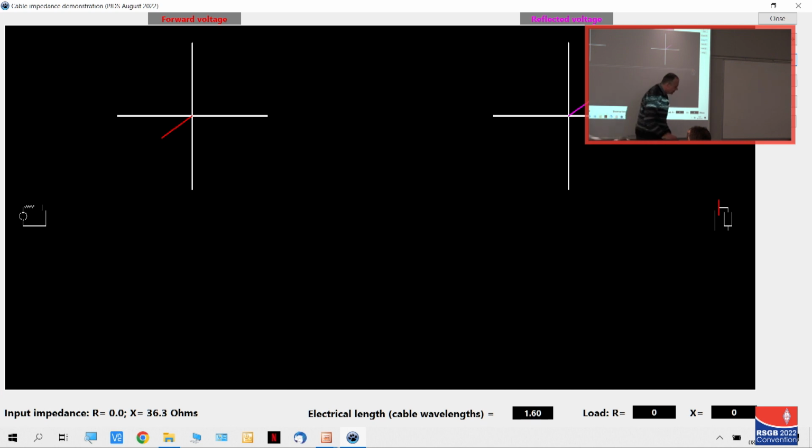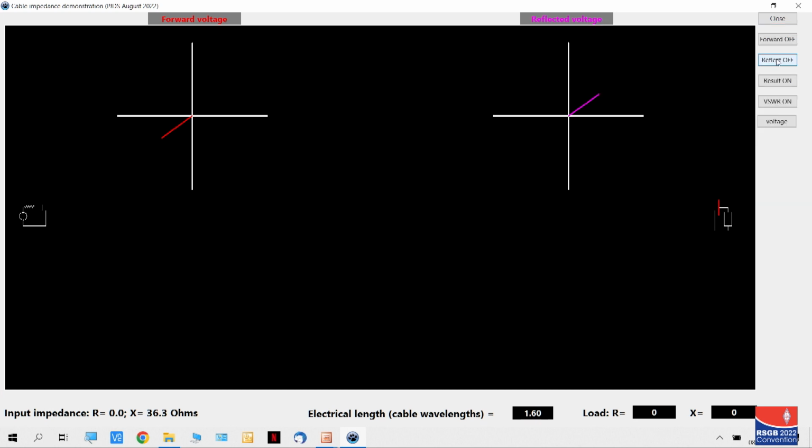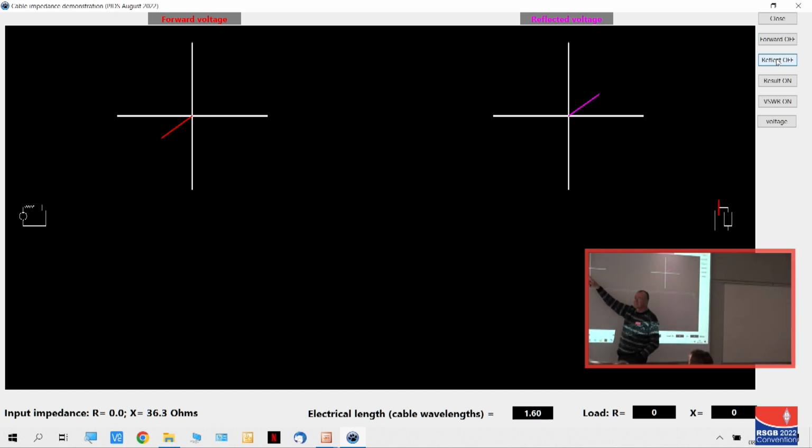Okay, there we are. This purple line represents the phasor of the reflected wave. You've got the red line, which is the phasor representing the voltage of the forward wave, and the purple-ish one is the phasor representing the voltage of the reflected wave. At this point, they must be equal and opposite, because they must add up to 0, as otherwise you'd have an infinite current, because I've got a short circuit. It'll change if we change this impedance.